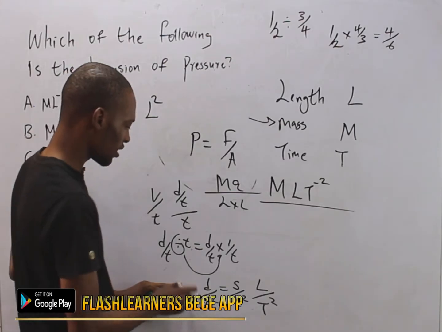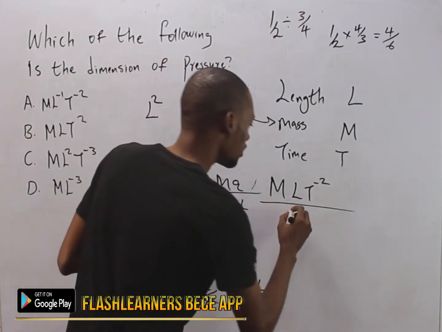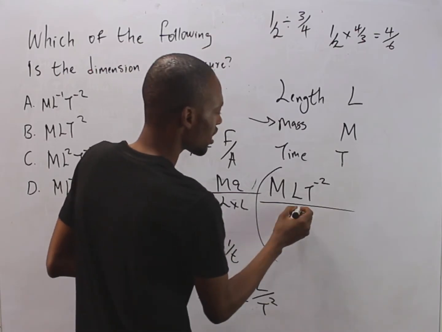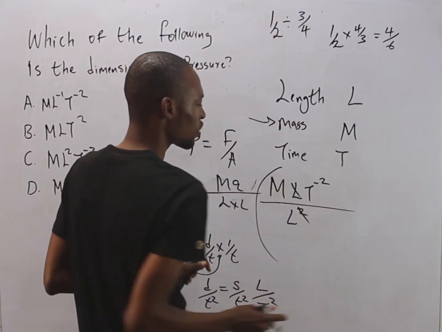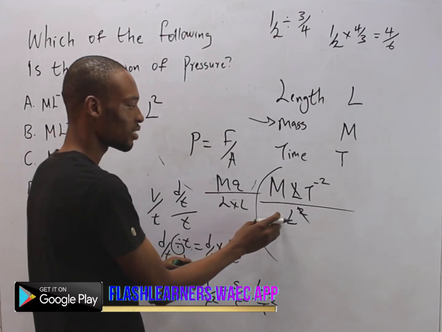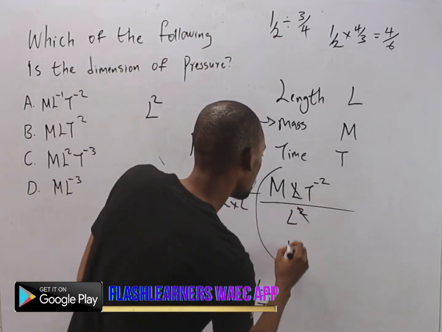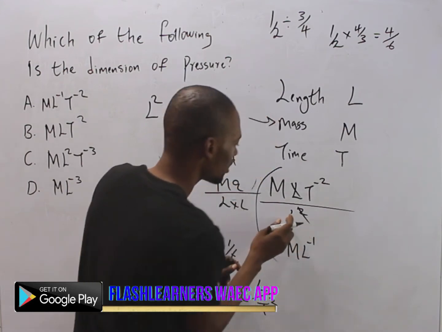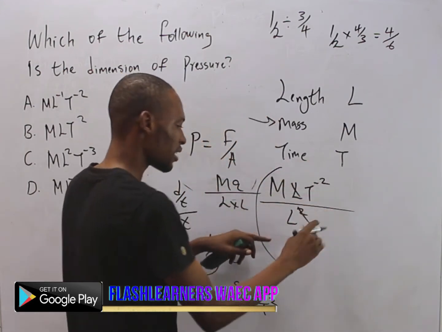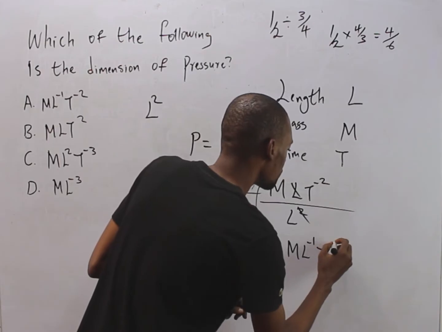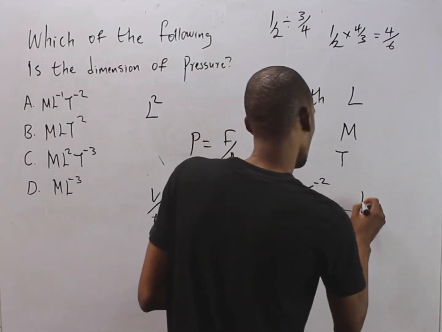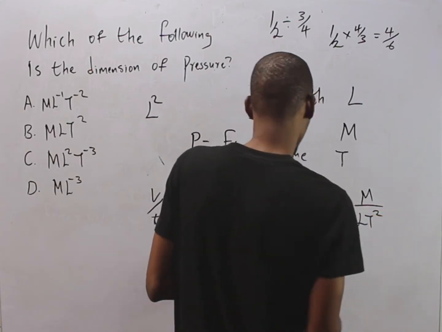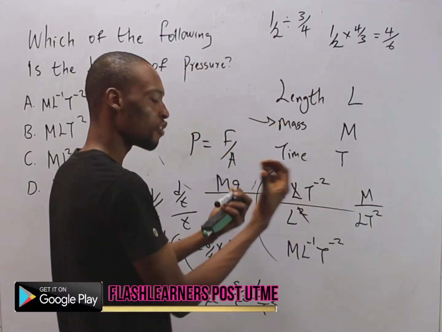And this is area. L times L, L squared. From this, L squared cancels one of the L, leaving L behind. So we simply have M L raised to the power of minus 1, because it is under t raised to the power of minus 2, or M over L t squared. This is the dimension for pressure.